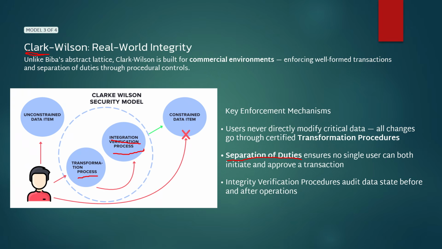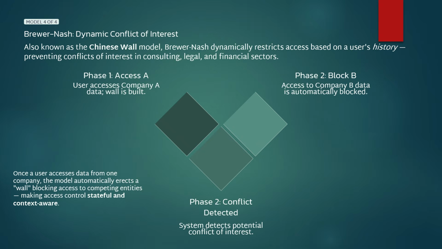Last is the Brewer-Nash model. The Brewer-Nash model is also called the Chinese wall model, and that is to avoid conflicts. Take an example like a referee. Let's say in football, if a referee has picked a team, he cannot coach the rival team, right? There will be a conflict of interest. If a person is working for one bank, he cannot work for the other bank. That will be a conflict of interest, right?